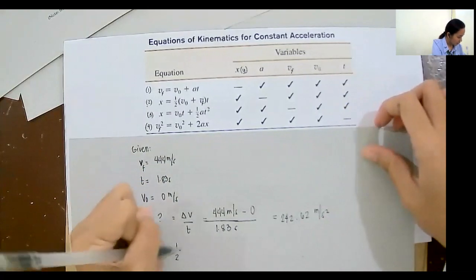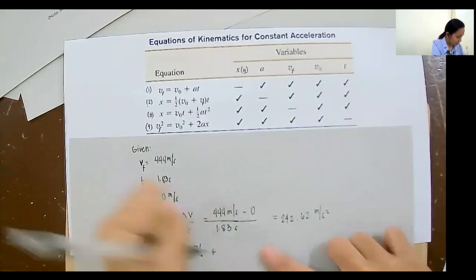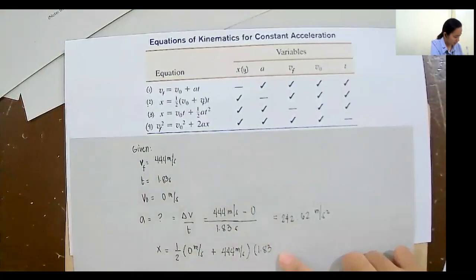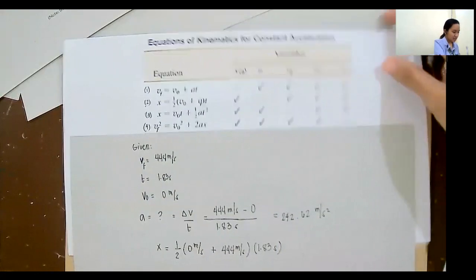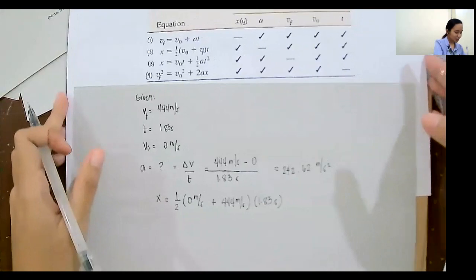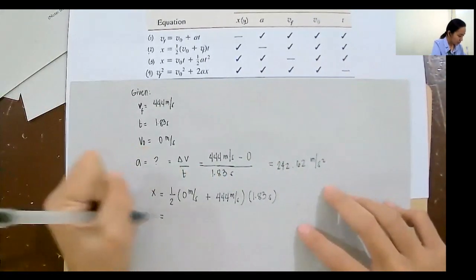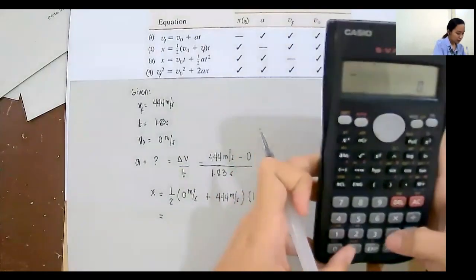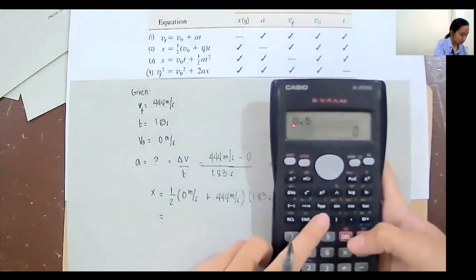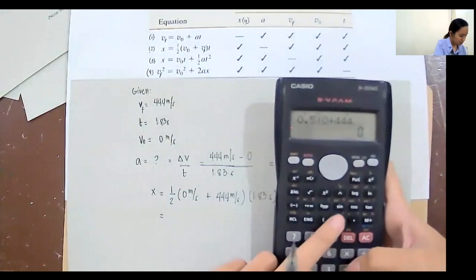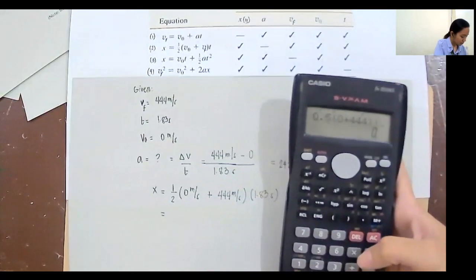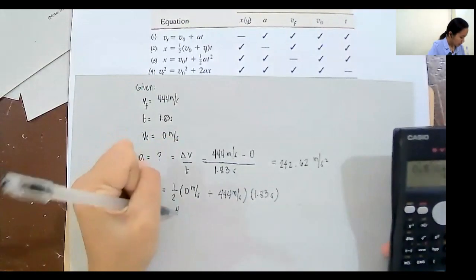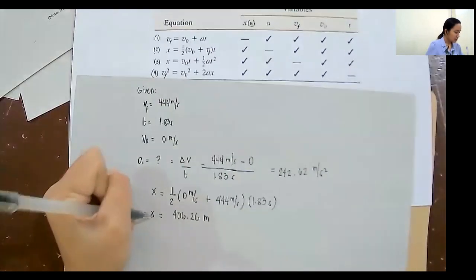So that's x equals 1/2, our v naught is 0, plus our final velocity, that's 444 meters per second, and then the time is 1.83 seconds. Okay? So as long as given yung problem, given yung variables natin, we can select which equations we're going to use. So here, this is 0, 1/2. So 1/2, I will write it down in my calculator as 0.5 times 0 plus 444, times 1.83. So I will have now 406.26 meters. So ito na yung distance.